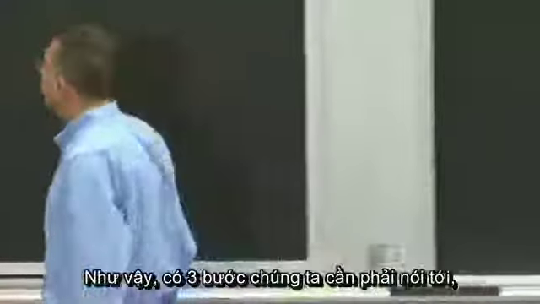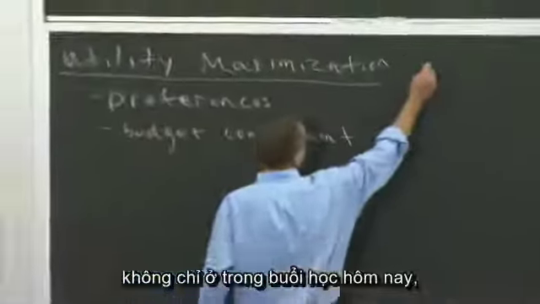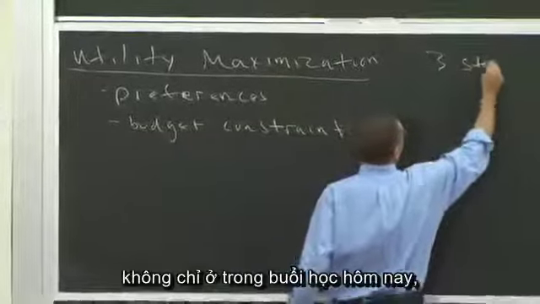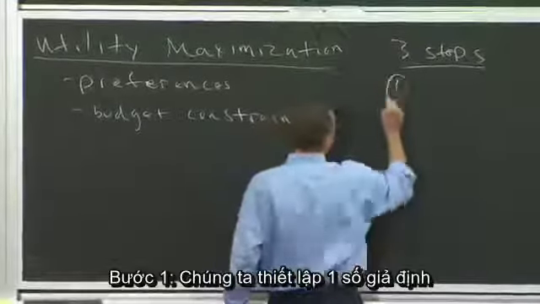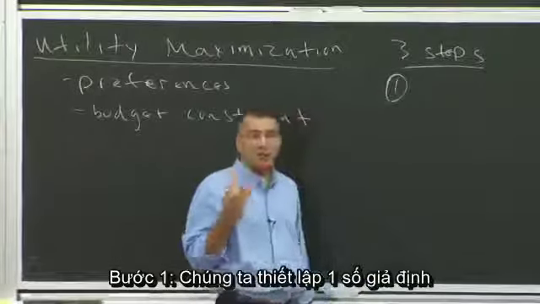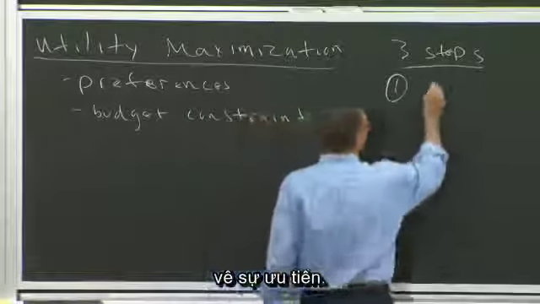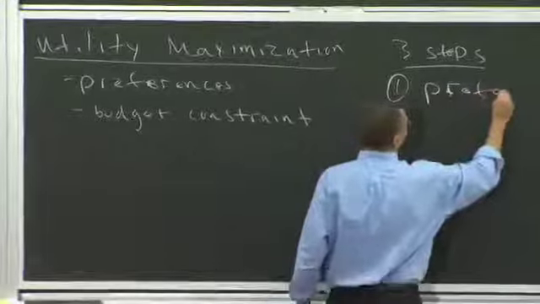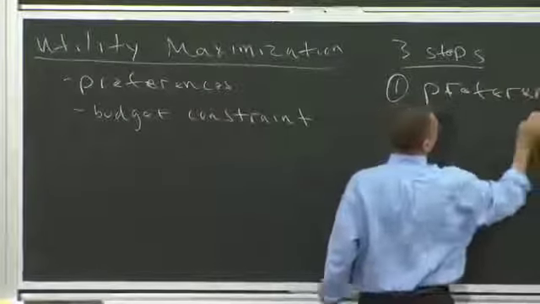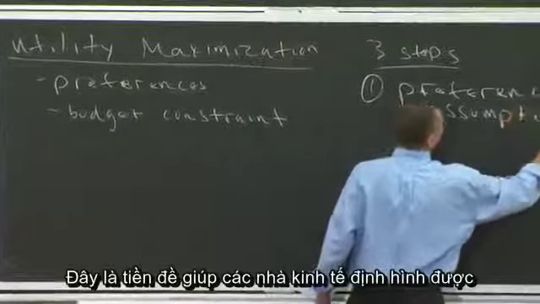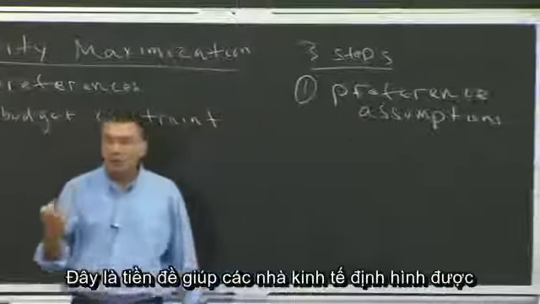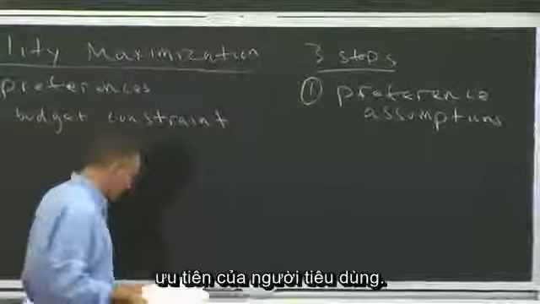So basically we're going to go through this in three steps, not just in this lecture, but over the next few lectures. Step 1 is what assumptions we make about preferences. So we'll talk today about preference assumptions, the axioms that underlie how economists model consumer preferences.